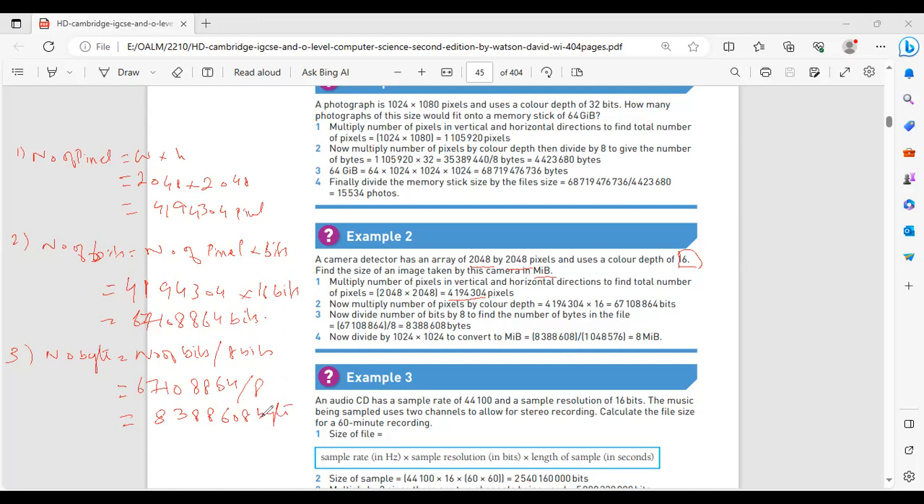Now divide by 1024. As we know, we have the number of bytes, and then the next step is the number of KB.